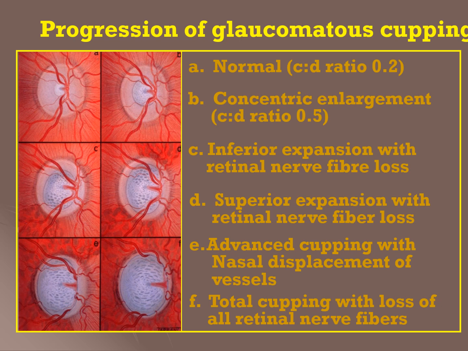And here you can appreciate the oval gray dots, which are called laminar dots. Once the retinal nerve fiber layer is degenerated, these pores in the lamina cribrosa are visible. They are called laminar dots.